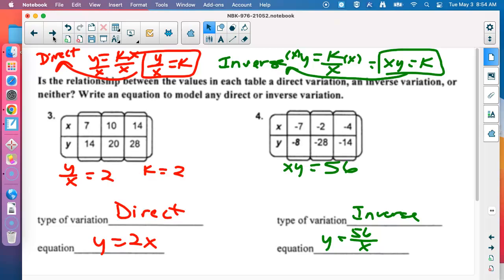Now, if you're doing these on the test on Thursday and you're like, did I get confused about which one is which? Well, then go back and use your formulas and make sure they work. If you take 2 times 7, do you get 14? If you take 2 times 10, do you get 20? If you take 2 times 14, do you get 28? Yes, you do. Connor.